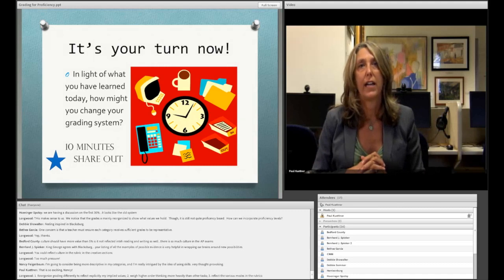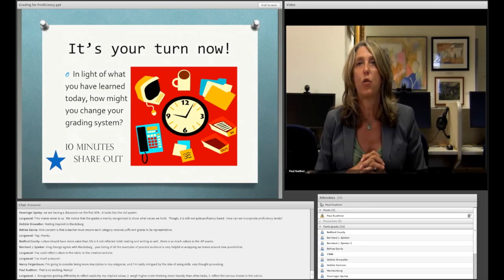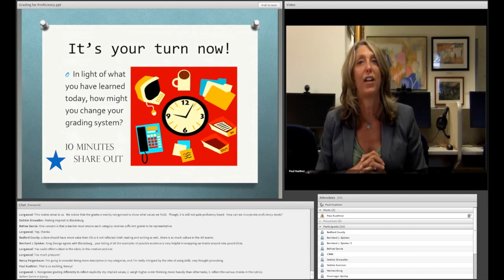Well, it looks like some of the changes that some of you are considering making are being more descriptive in categories, considering using the skills in the grade book. Another is reorganizing grading differently to reflect explicitly the implied values. Oh, I like that. Weighing higher order thinking more heavily than other tasks. If that's the one takeaway, I think that's fantastic.